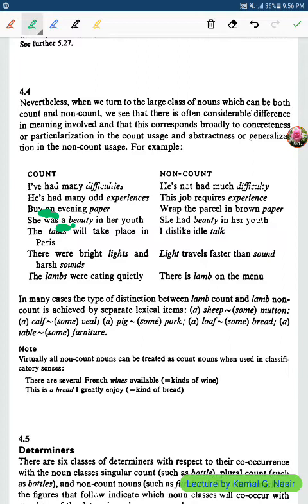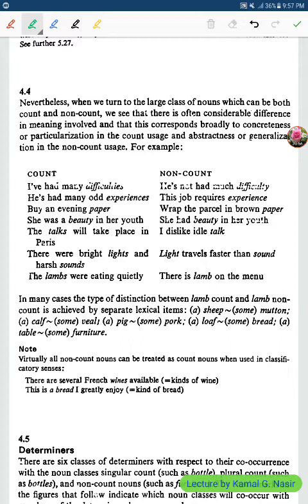The other example: the talks, you see, will take place in Paris. هنا also countable. I dislike idle talk. هنا non-count. There were bright lights and harsh sounds. Lights and sounds, both of them countable. Light travels faster than sound. Light here is what? Non-count. And also sound non-count.